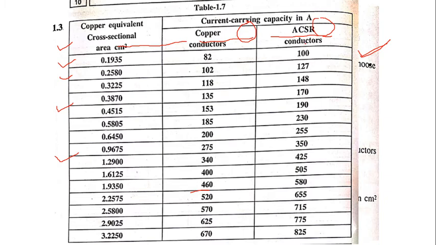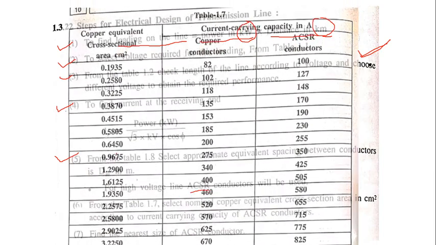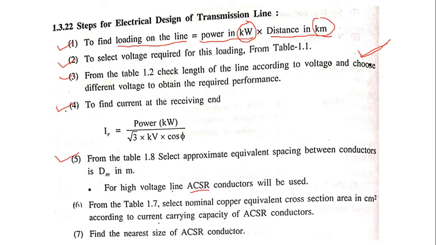Normally for a high voltage transmission line we are going to use the ACSR conductor. So we are finding the current capacity, that is, the value of I, which we already have. From that current value we find the copper equivalent cross sectional area in centimeter square. Once you find your ampere, suppose your ampere is 350, you can select the equivalent copper cross sectional area as 0.9675. So this is our current in ampere, and here the cross sectional equivalent area in centimeter square. This is table number 1.7, from where we can find the equivalent cross sectional area of the copper.